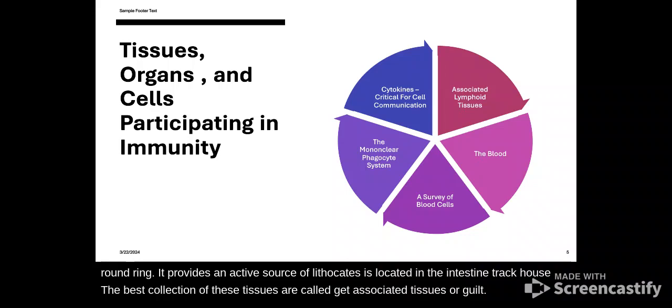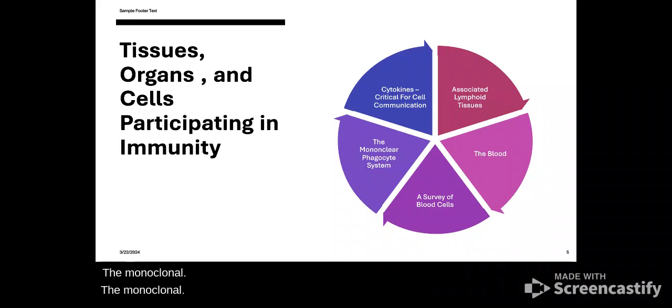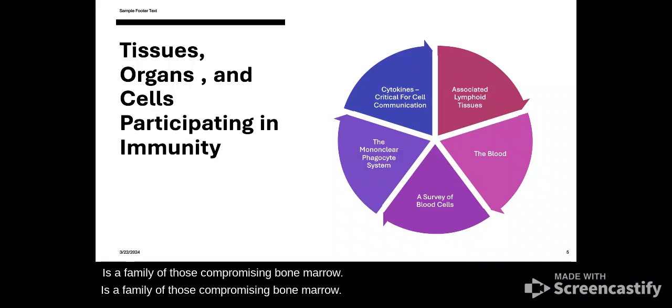The mononuclear phagocyte system is a family of cells comprising bone marrow progenitors, blood monocytes, and tissue macrophages.